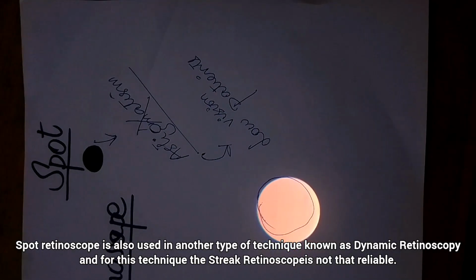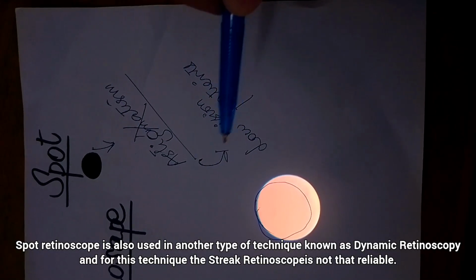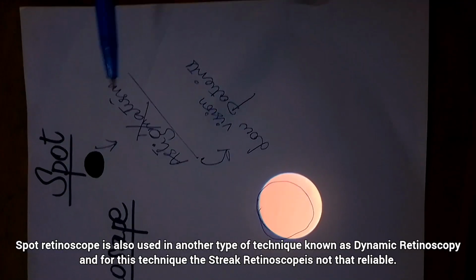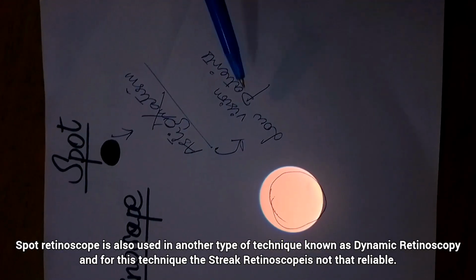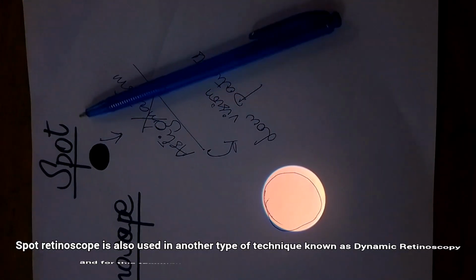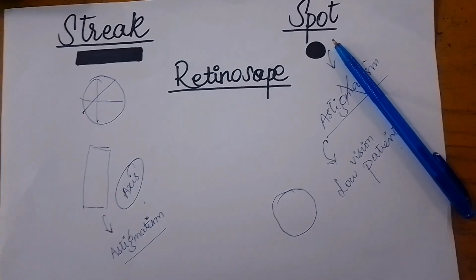Is that clear? So the spot retinoscope is circular in shape. The light is in a circular manner in the spot retinoscope. It does not identify the astigmatism in the patient's eye and is only used for low vision patients. So this is the difference between the streak and the spot retinoscope.